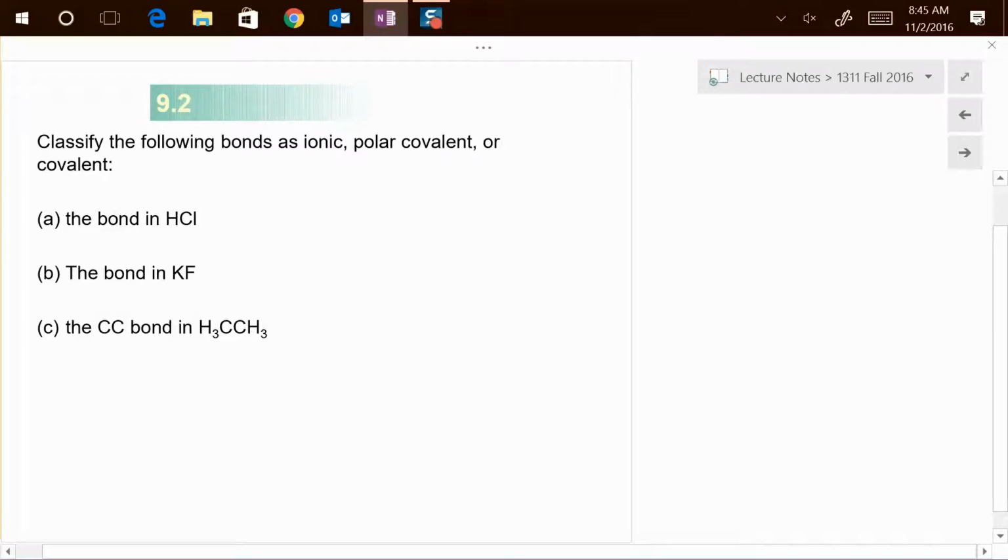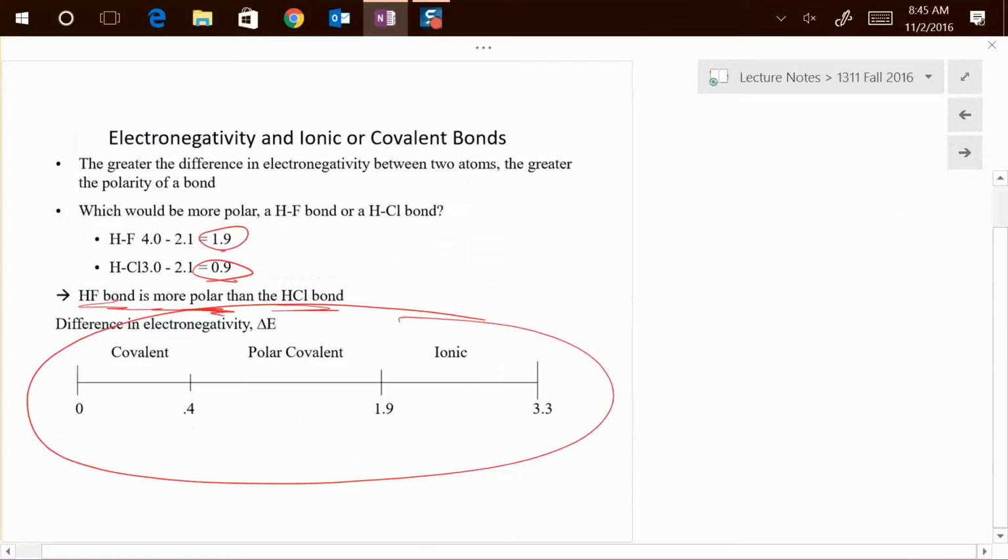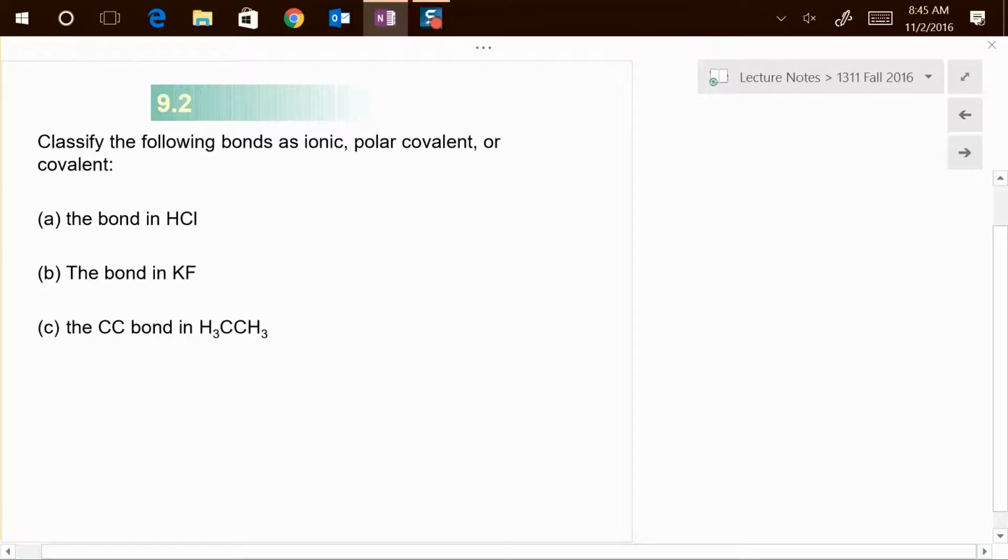Okay, so we're going to classify these as ionic, polar covalent, or covalent. We actually already looked at HCl. So if we go back here, it's already right here. HCl is 0.9. So what is it? Polar covalent.